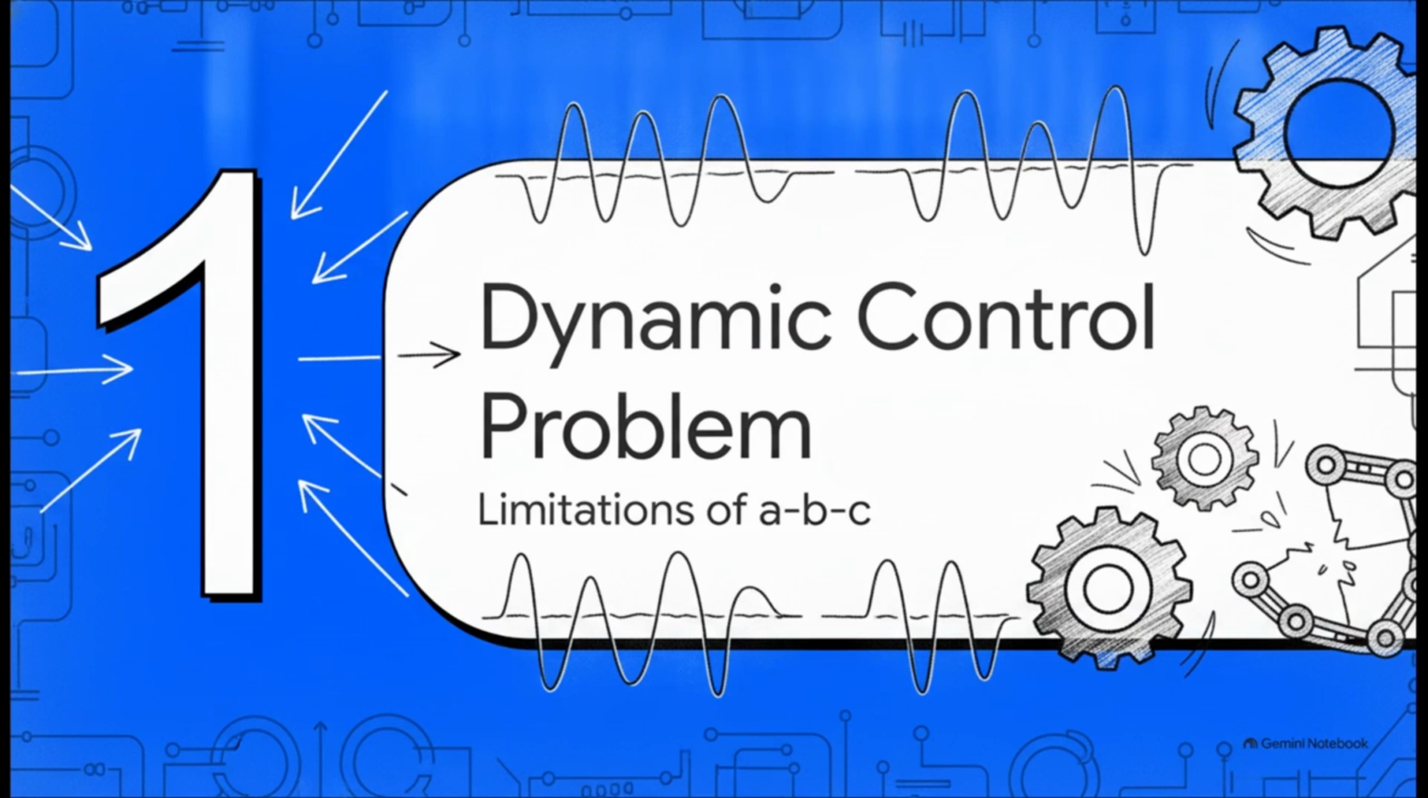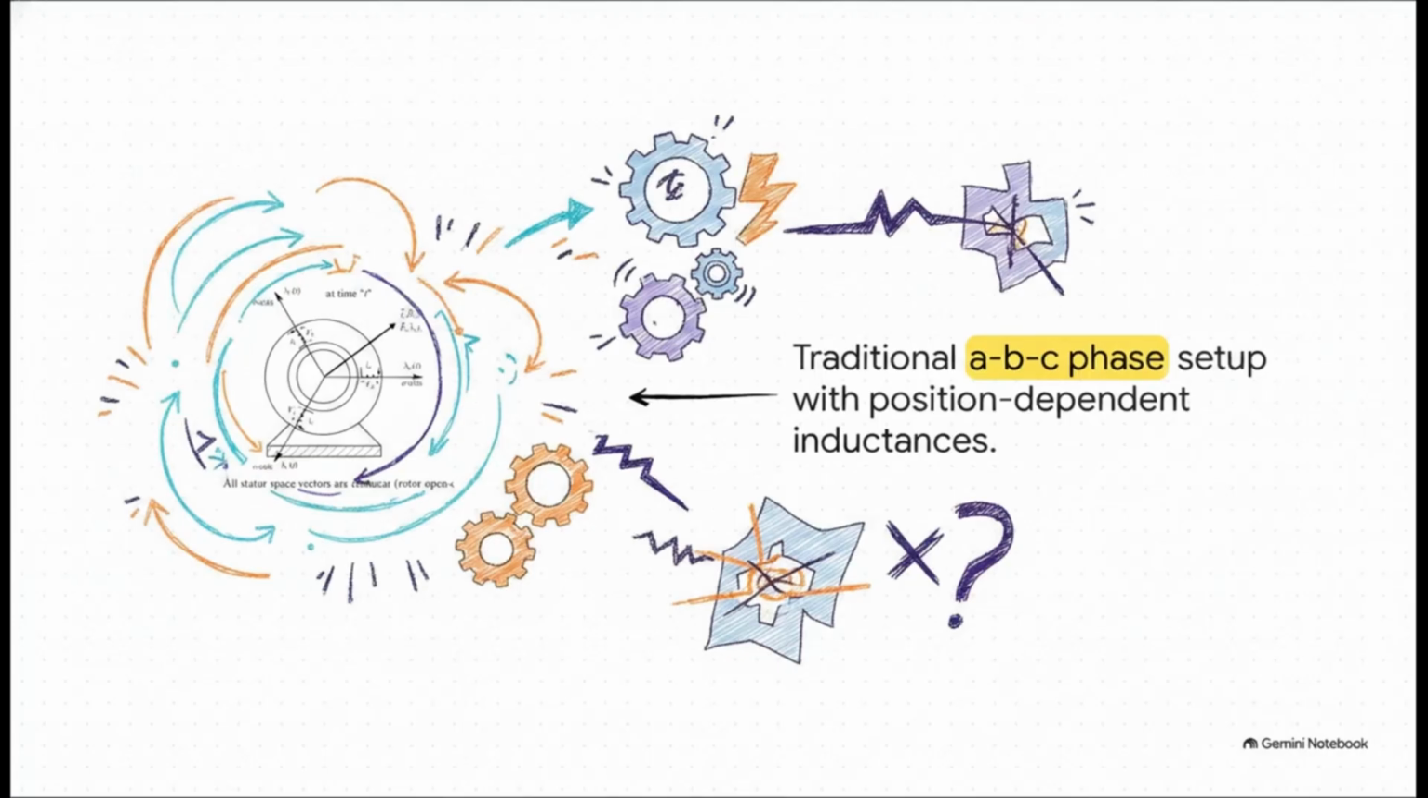The dynamic control problem. Okay, so take a look at the traditional ABC phase setup right here. The fundamental flaw in using this for dynamic control is staring us right in the face. The phase quantities, specifically the flux linkages and mutual inductances, heavily depend on the rotor angle theta_m.